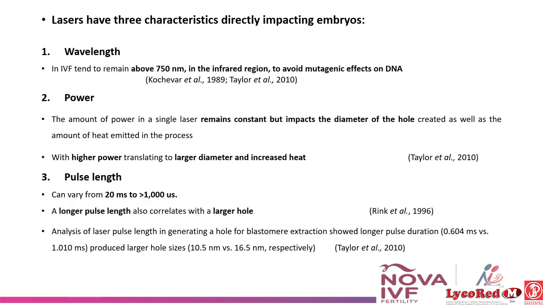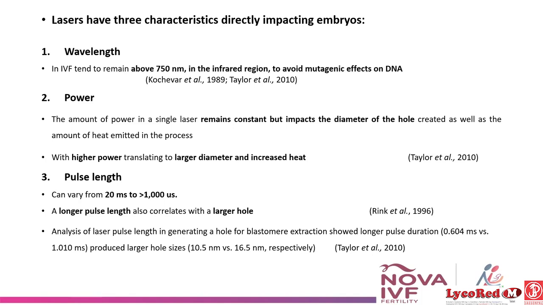So the characteristics of the laser: the wavelength should remain above 750 nanometer in the infrared region to avoid a mutagenic effect on DNA. Power is constant. We cannot change the power. Whatever the manufacturers give, they give a certain amount of power, like some give 400 milliwatts, some give 300 milliwatts. We cannot change it, but definitely higher power translates to a larger diameter and increased heat.